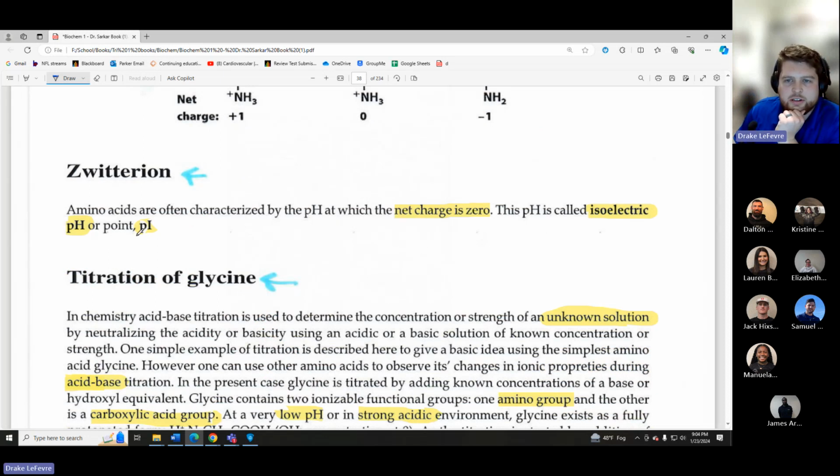This is just more definition stuff. Isoelectric pH is when the net charge is 0. He just likes those questions. He'll probably ask you a question that's almost word for word the definition of this.